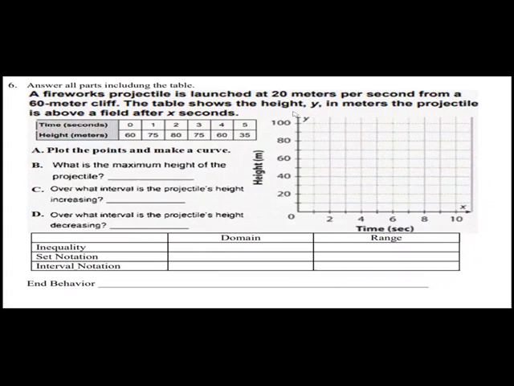The table shows a height, y, in meters. The projectile is above a field after x seconds. And they give us a table. Copy the table. You don't have to copy the word problem, but copy the table first. The table has time in seconds, and it's 0, 1, 2, 3, 4, 5. And underneath that, it has height in meters: 60, 75, 80, 75, 60, 35.